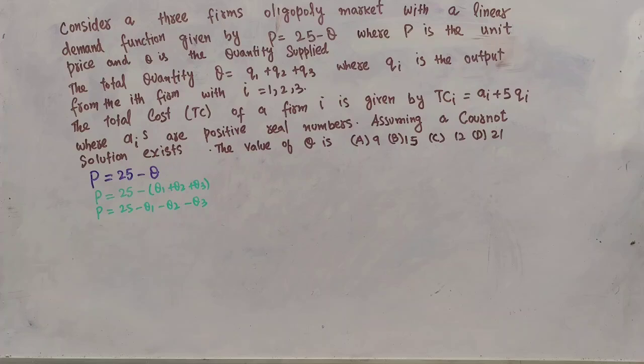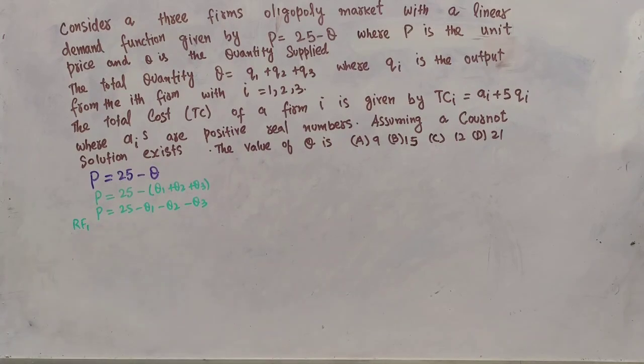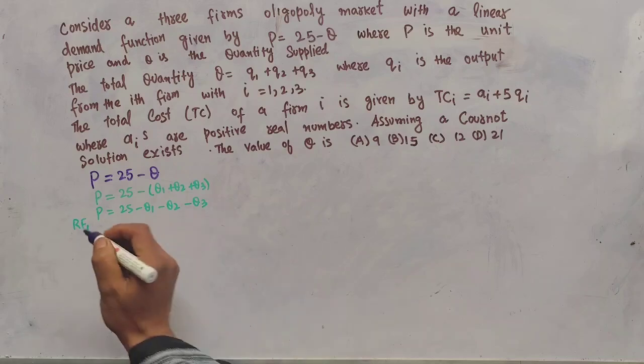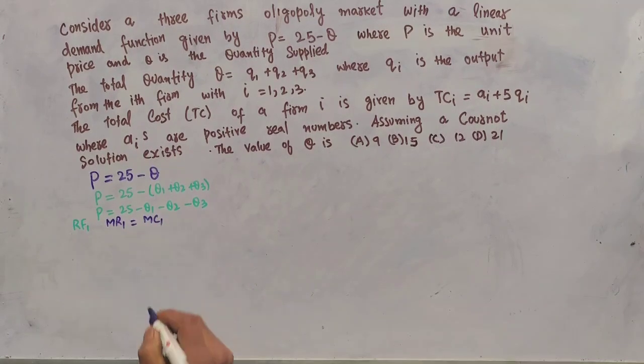Okay, let us first find out the reaction function for firm 1. For firm 1, what is the equilibrium condition? That is, the marginal revenue of firm 1 should be equal to the marginal cost of firm 1.